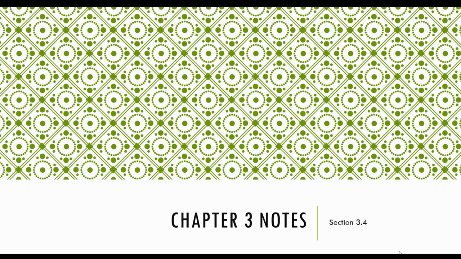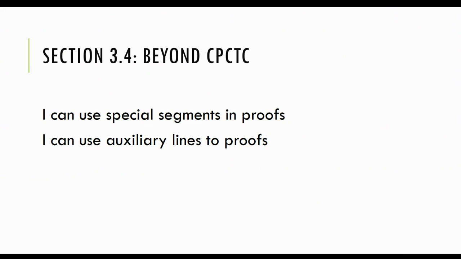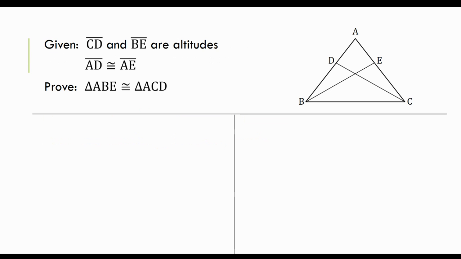Today we're going to continue looking at section 3.4. So we're going to use special segments, but this time we're going to look at them in proofs. We're also going to use something called an auxiliary line. All right, so we are going to be proving that two triangles are congruent.